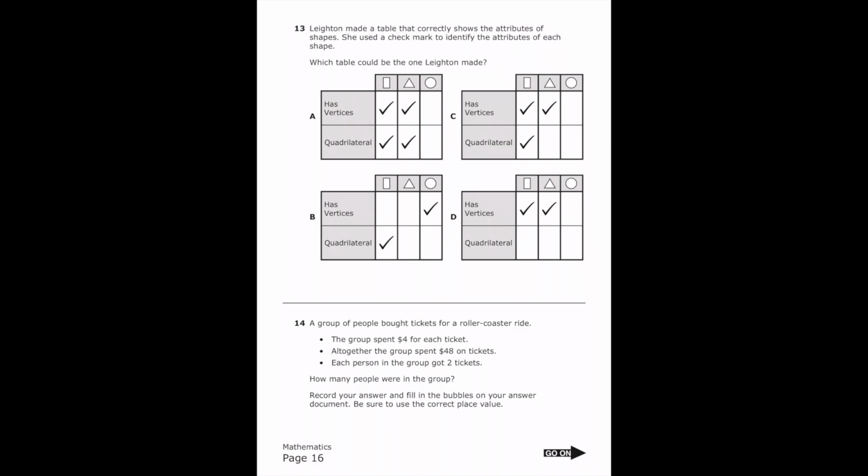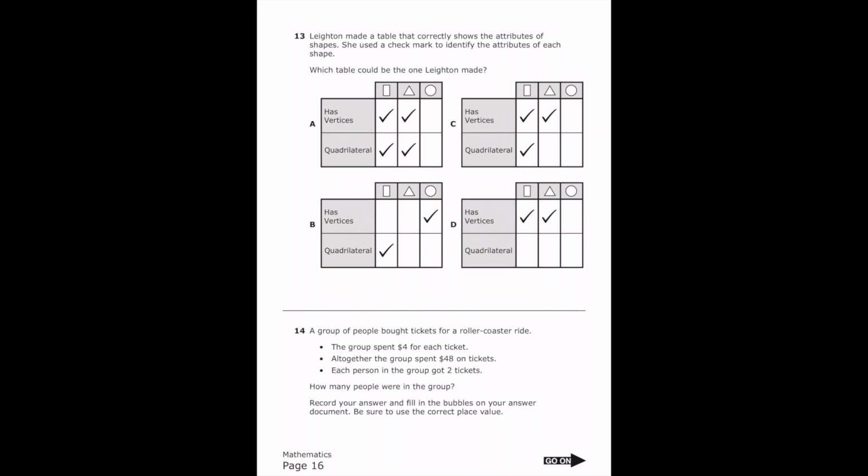So letter A says that rectangles and triangles have vertices. That's correct, because they have those points, right, where each side meets. And then quadrilaterals are 4 sides. So that should just be the rectangle, but they also have the triangle with a check. So that is not going to be correct.